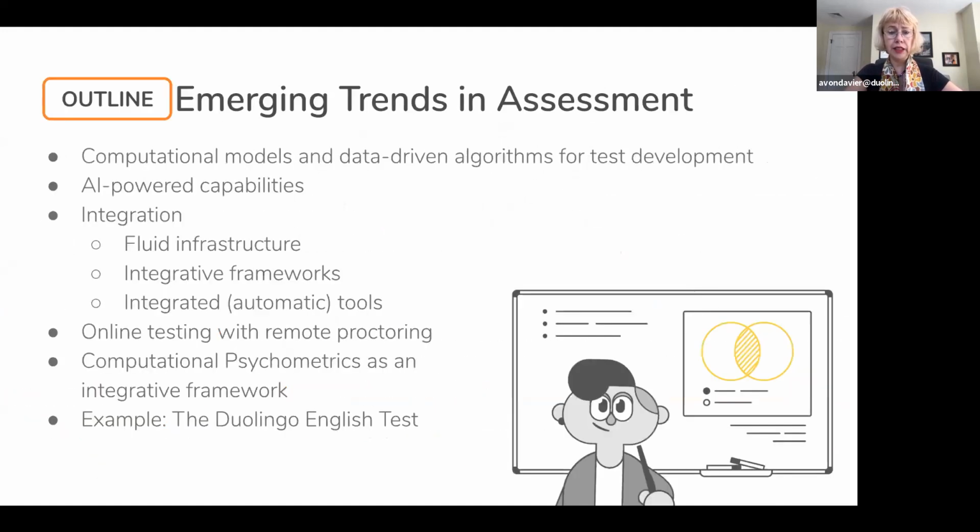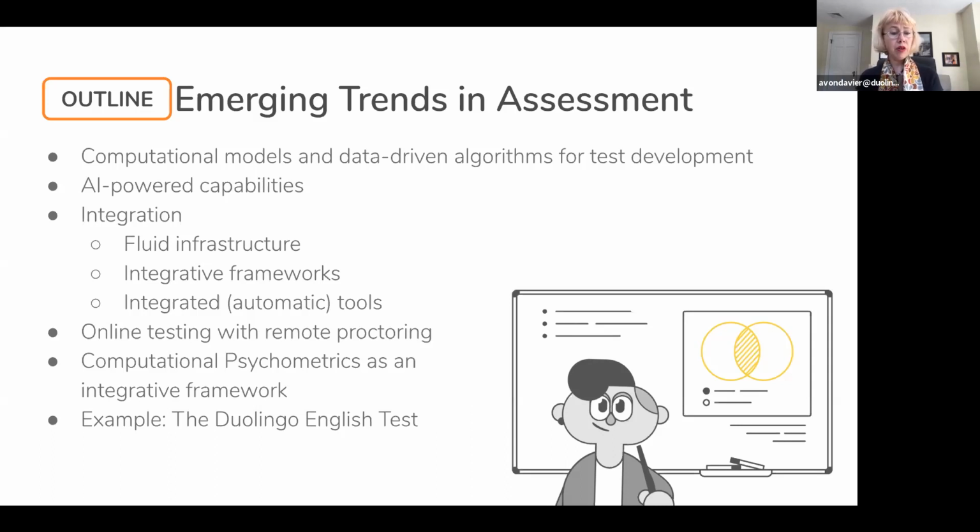So that being said, I will talk today about the emerging trends in assessment. I will talk about computational models, data-driven algorithms for test development in general, and different AI-powered capabilities. And I will talk about something that in the last 6 months or so I've been thinking quite a lot about, which is the need for integration of infrastructure, frameworks, and the tools that we develop.